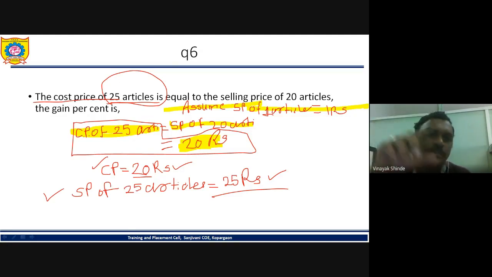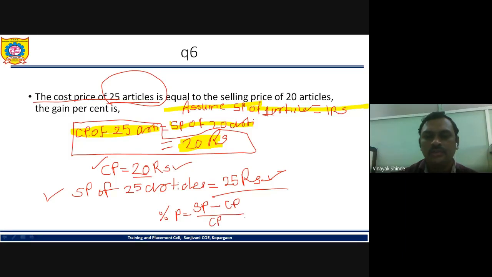So now calculate the percentage gain with the formula. The percentage profit formula is selling price minus cost price divided by cost price into 100, is equal to... into 100.